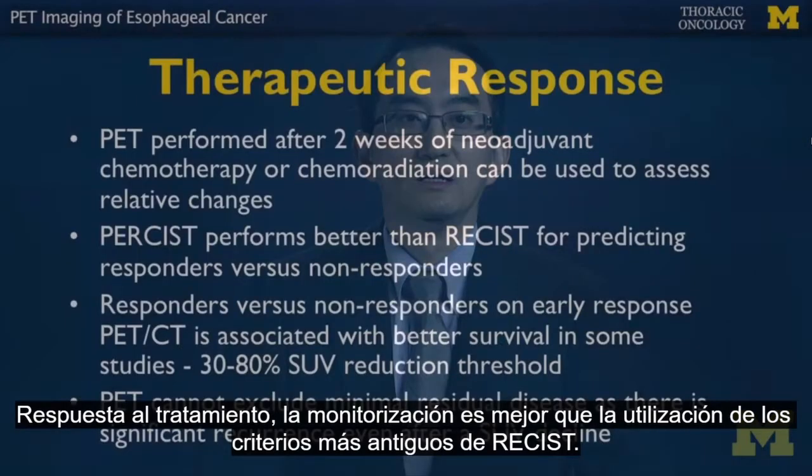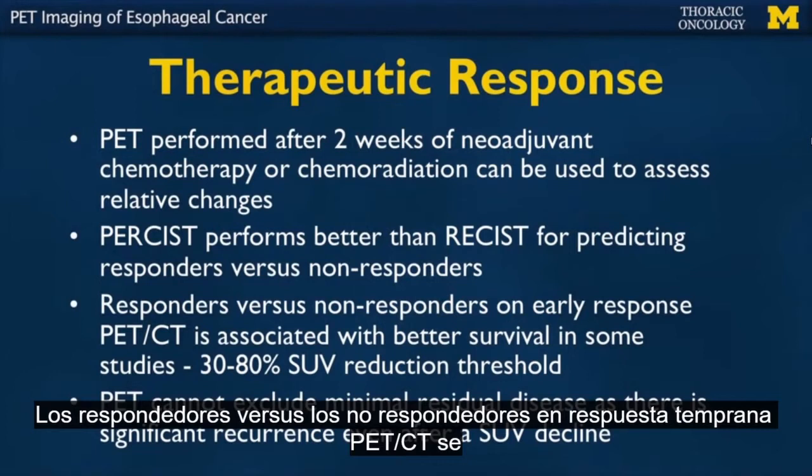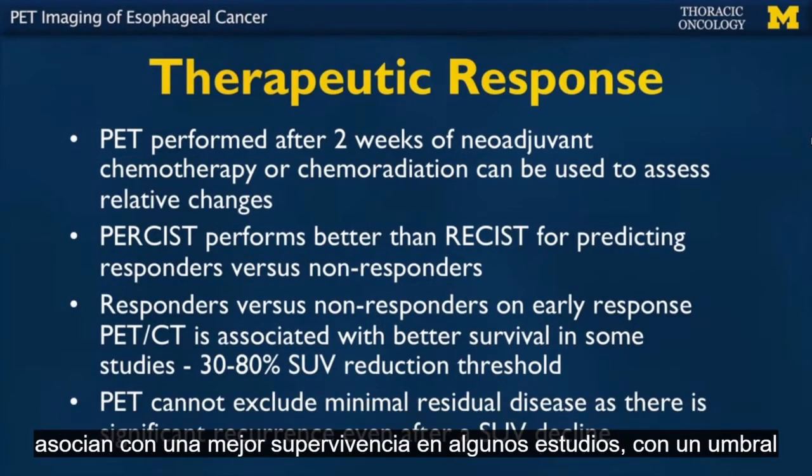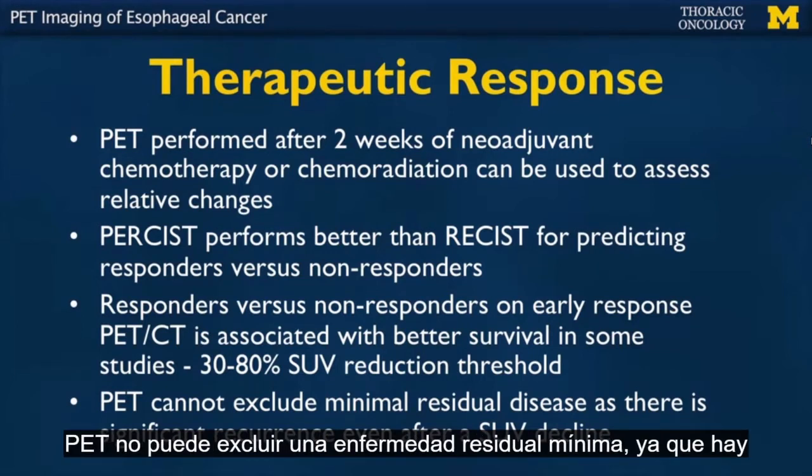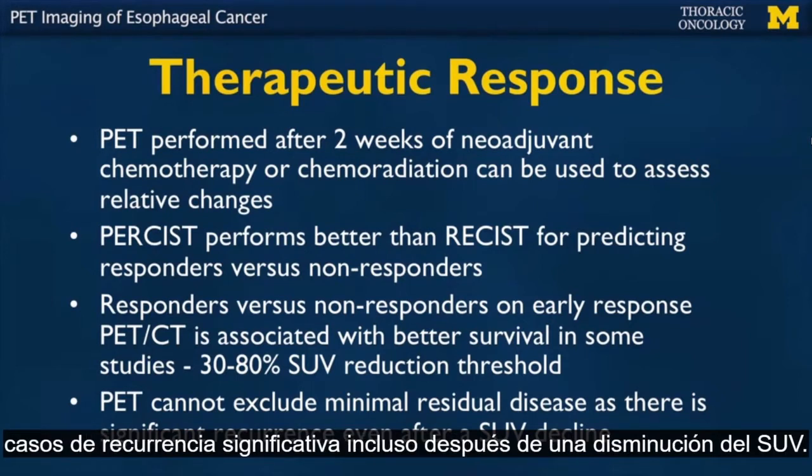Responders versus non-responders on early response PET-CT is associated with better survival in some studies, with a threshold of SUV reduction between 30 to 80% being advocated. PET cannot exclude minimal residual disease, as there are cases of significant recurrence even after an SUV decline.